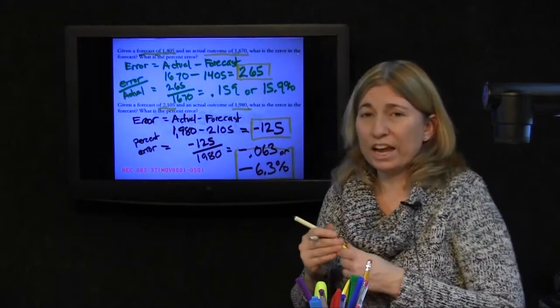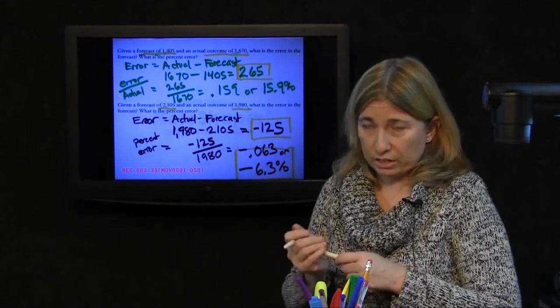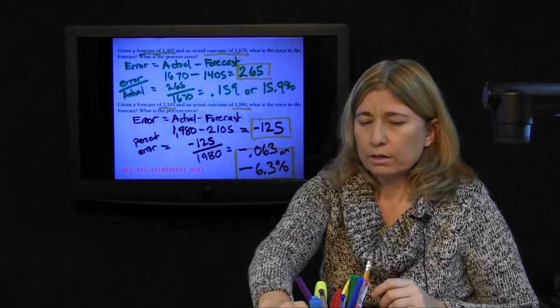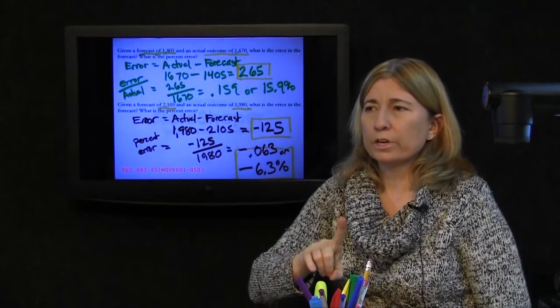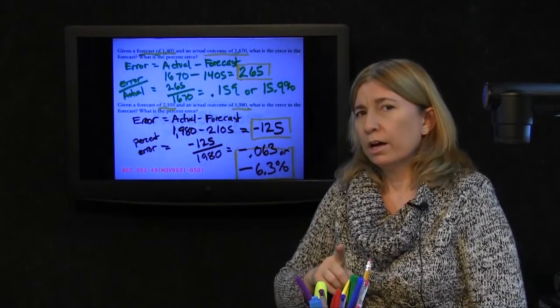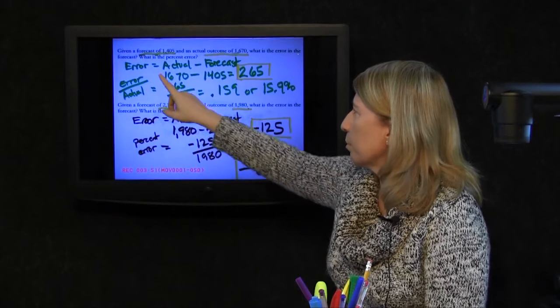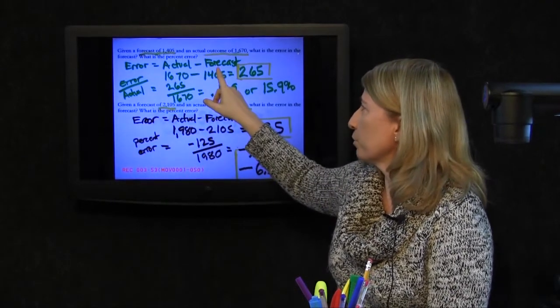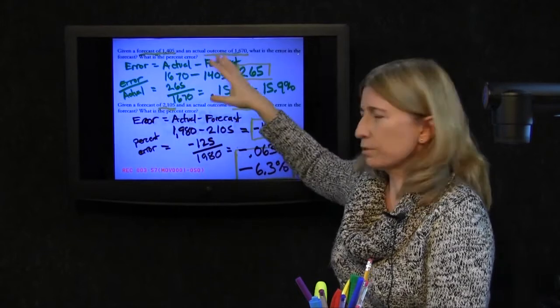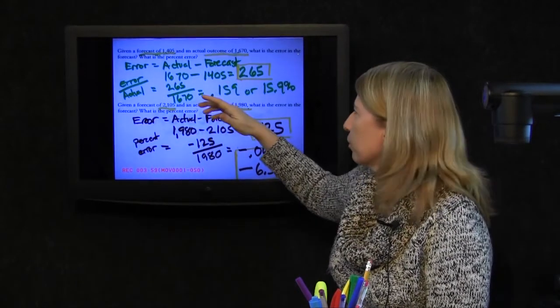Now the computations for error and even percent error aren't difficult, but one thing that I'd like to point out, they are easy to make a mistake. There is something counterintuitive about error. Remember, error is actual minus forecast. I wonder if you noticed something. Look at this top problem, the one that we did first.